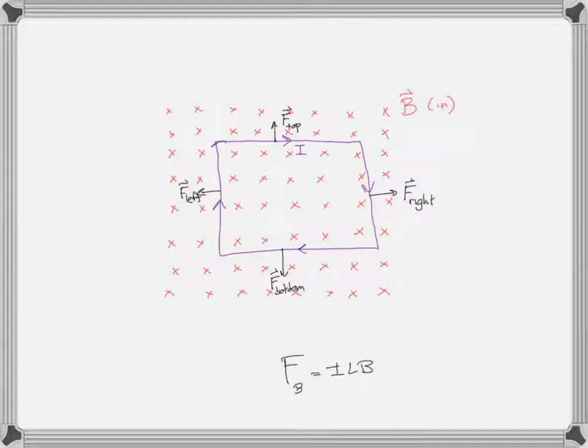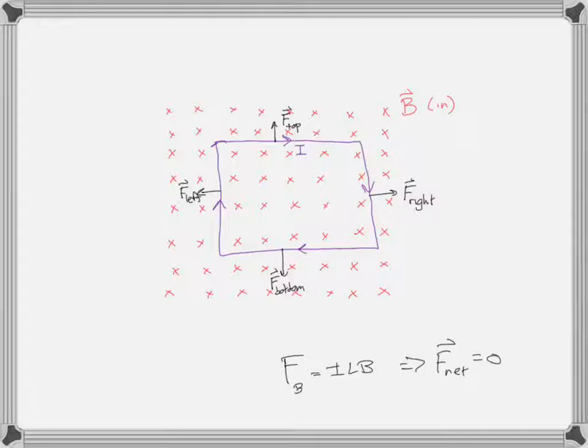So that's a review. Because each force has magnitude ILB, and the one to the right has an equal one to the left, and the one to the top has an equal one to the bottom, the net force must be equal to 0. So there is no net force. In other words, the center of mass doesn't move. But remember that if you have no net force, you can still have a net torque. No net force doesn't necessarily mean it won't rotate. You can still rotate something with no net force.